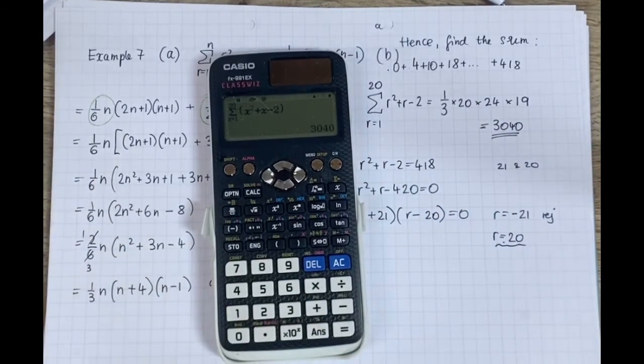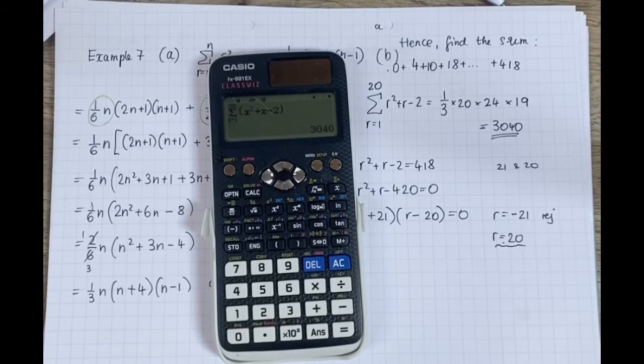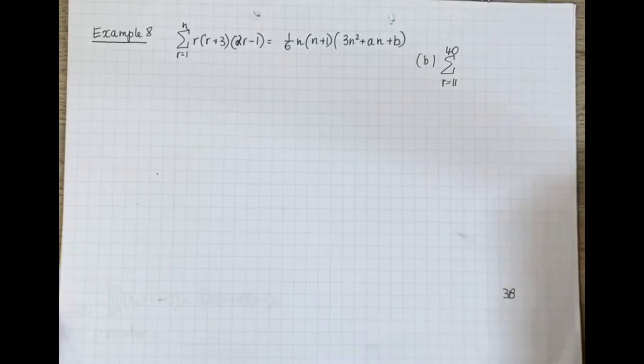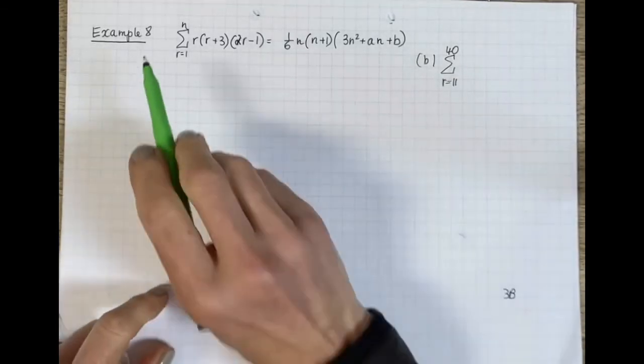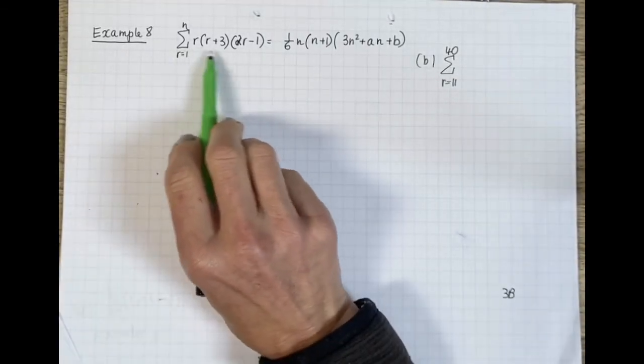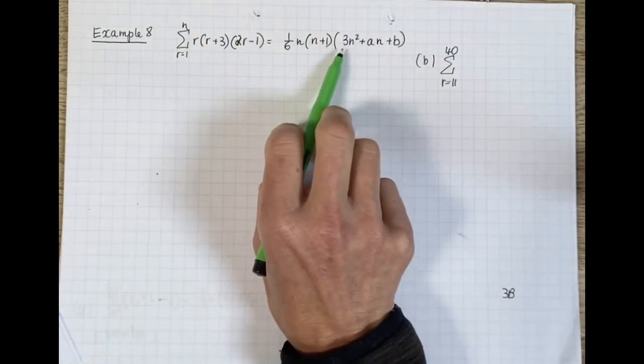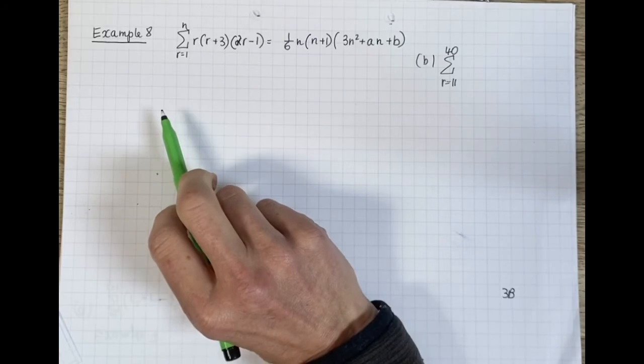There you go. Okay, so that takes you to, I think there's one more example. Yeah, so one more example. Okay, example 8, we need to show that the sum of this cubic can be expressed in terms of n.